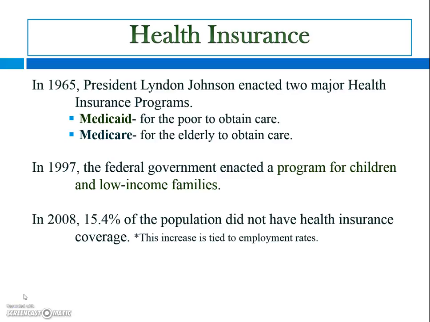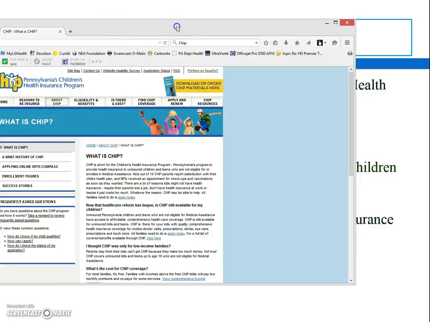Then as we come back to our original slide, you'll see that in 1997, which really isn't that long ago, the federal government enacted a program for children and low-income families. Does anyone know what the name of that is? For Pennsylvania, that is referred to as the CHIP program.